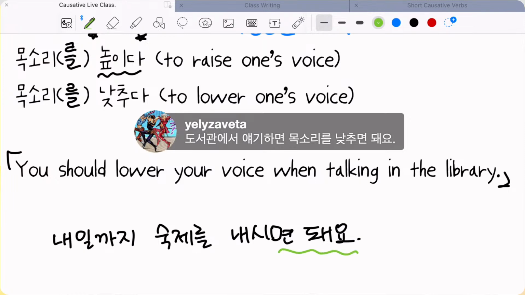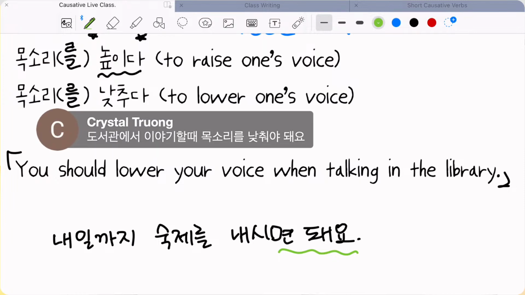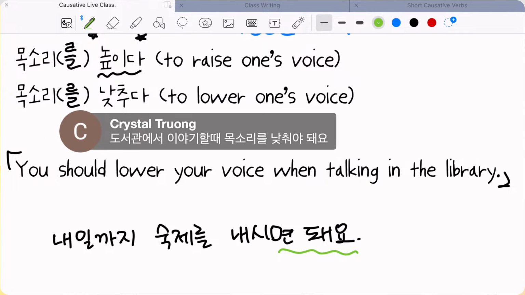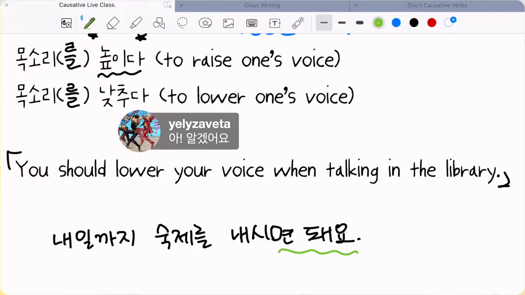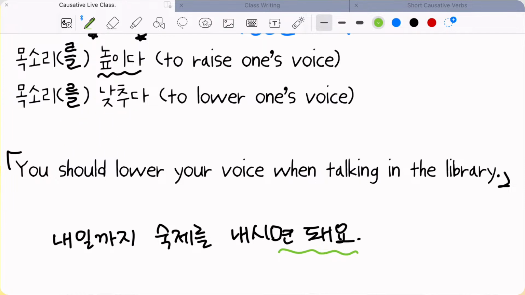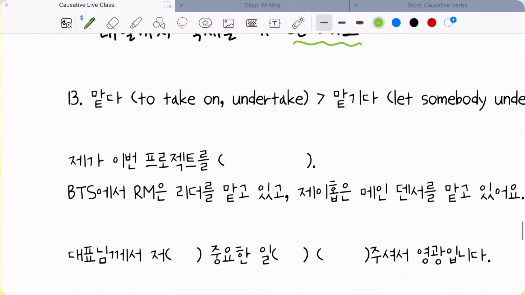So here, 낮춰야 돼요 fits more for should. So 도서관에서 이야기할 때, 그렇죠. 도서관에서 얘기할 때 목소리를 낮춰야 돼요. This is a perfect sentence. 낮춰야 돼요 or 낮춰야 해요. 옐리님, 알겠어요. I'm glad you understood. 좋아요. I'm glad you got it. 그 다음에 let's move on to the next one.